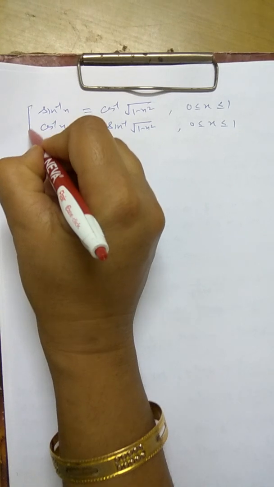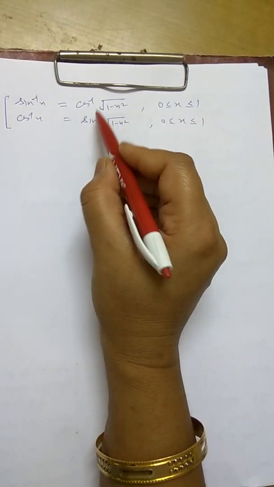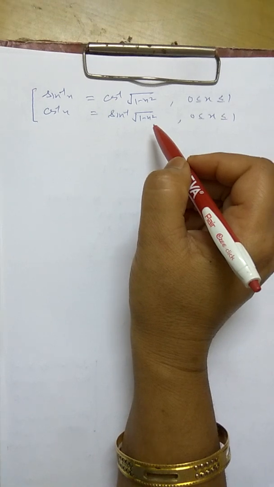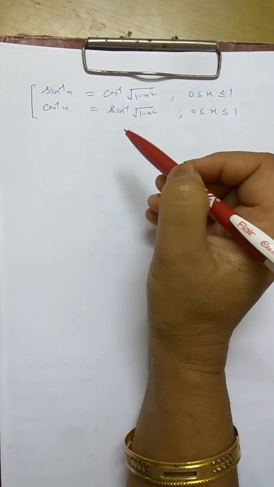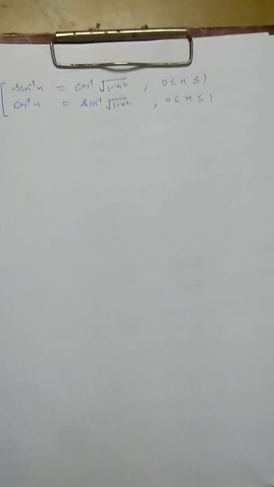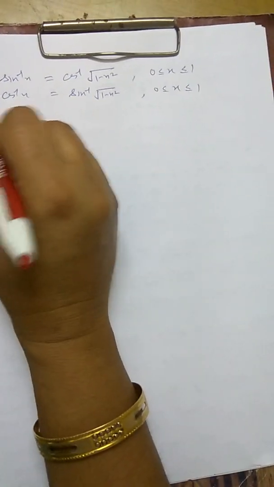That means these properties we can apply as per the requirement of the question, and these can be proved by a triangle. It means by using the conversion of one trigonometric function into another, which we have done earlier in the previous class.